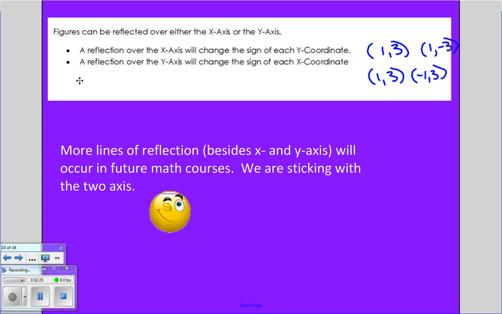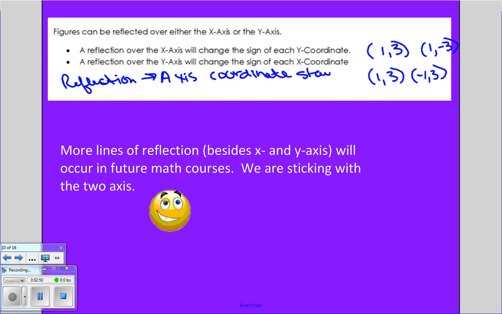So the way to remember this is: in a reflection, your axis coordinate stays the same. Okay, so if I'm flipping over the y-axis, my y-coordinate stays the same. If I'm flipping over the x-axis, my x-coordinate stays the same. And then the other coordinates change signs.